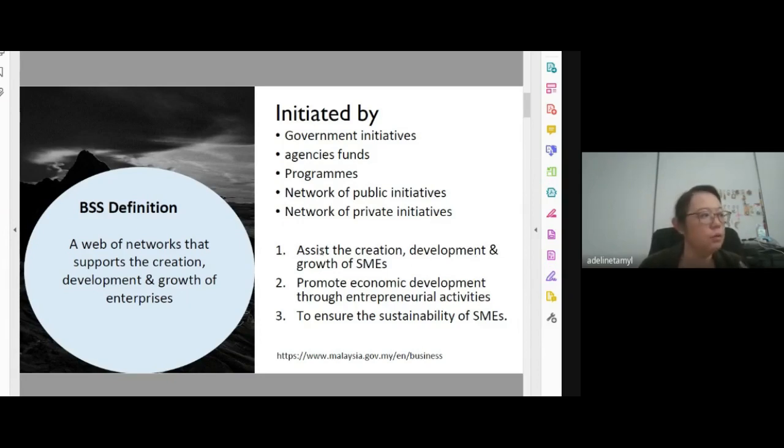So they are helping the company, the small SME, which means small and medium enterprise, to start, to develop and to grow. And they help to promote economic development, help the economy, and ensure the sustainability of the whole industry. Okay, not only the company, but the industry also grows.